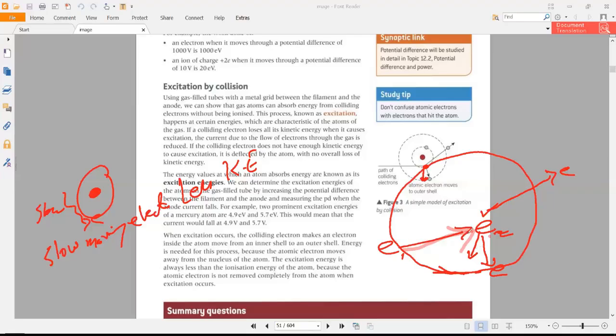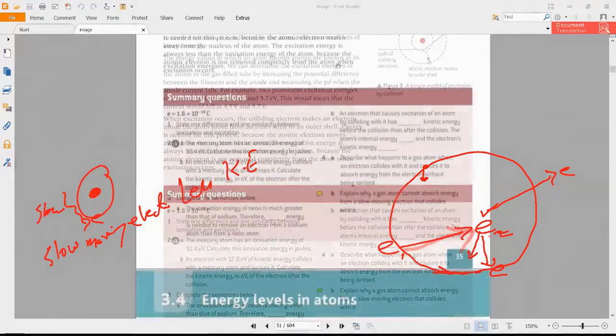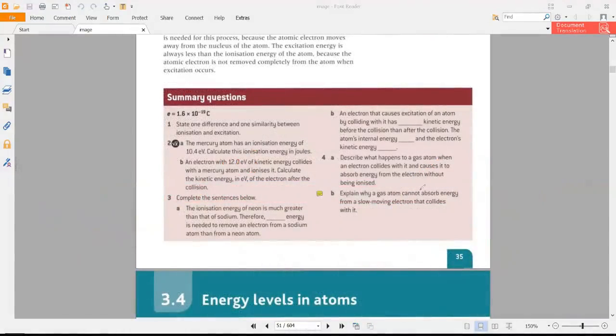That's common sense. What type of question is this? The question is simple. This is a silly question. Why can a gas atom not absorb energy from a slow moving electron? Slow moving electron means less kinetic energy, and that energy is insufficient for the electron to do excitation.